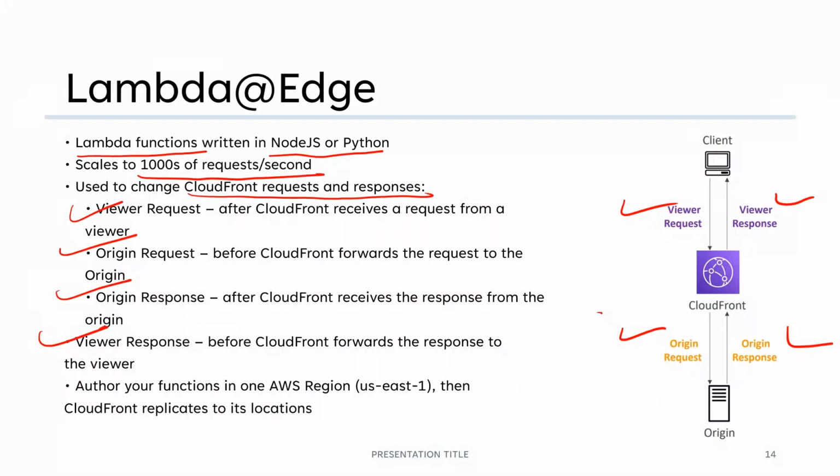One thing you need to keep in mind is that you author your own functions in one AWS region, which is US East 1, and then CloudFront replicates them to its locations. As I've told you, CloudFront is a CDN, a content delivery network, and it caches your content at the edge for faster delivery of your data. Similarly, you just have to write your function in one place, and CloudFront will take care of spreading it over the world. That's how efficient CloudFront is, right?